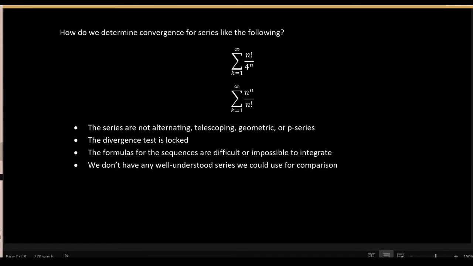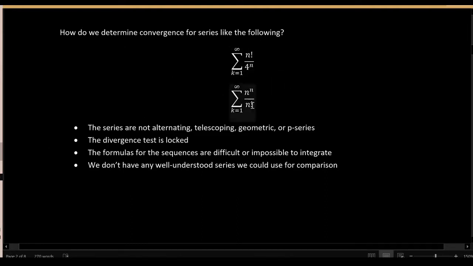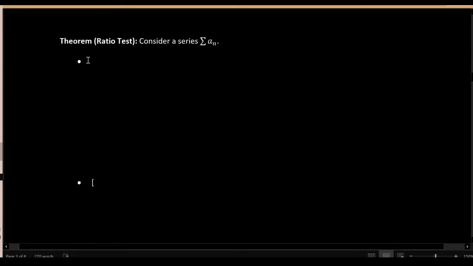As always, we have a few motivating examples to show why the tests that we already have are insufficient for our purposes. And the issue is mostly when we have series where the formula for the sequence contains either an nth power, such as 4 to the n, or the real pesky part is if we have an n factorial. N factorial is notoriously resistant to all of the tests that we have so far. Enter ratio test. Ratio test is absolutely perfect for series which contain an n factorial.